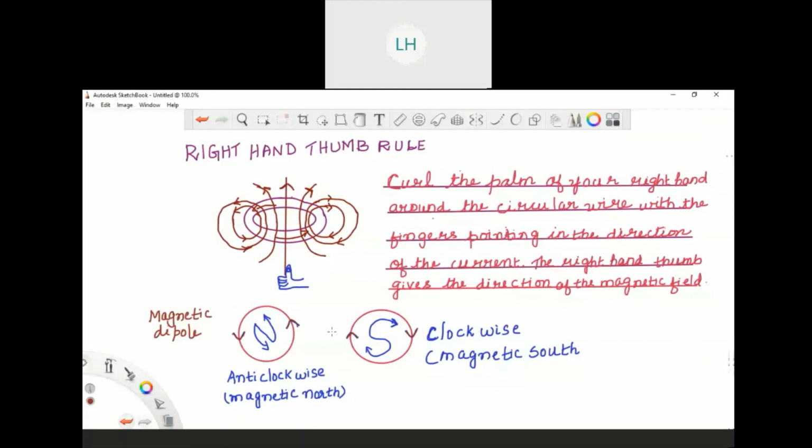So, today we discussed the magnetic field on the axis of a circular current loop, and also we discussed the right hand thumb rule. Hope all of you enjoyed this class. Thank you, students.